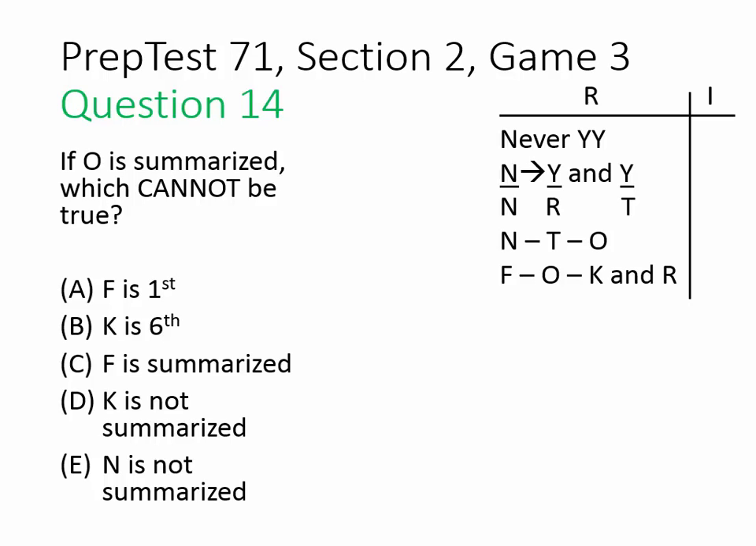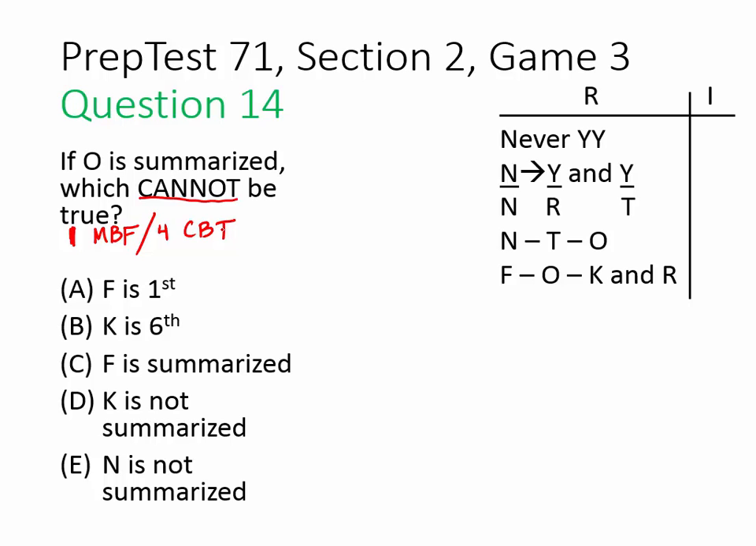Prep Test 71, game number 3, question 14, asks us, if O is summarized, which of the following cannot be true? So we have a cannot be true question here, which means that one answer choice here must be false. It cannot be true. The other 4 could be true. So we can either prove that one of them must be false or prove that 4 of them could be true.